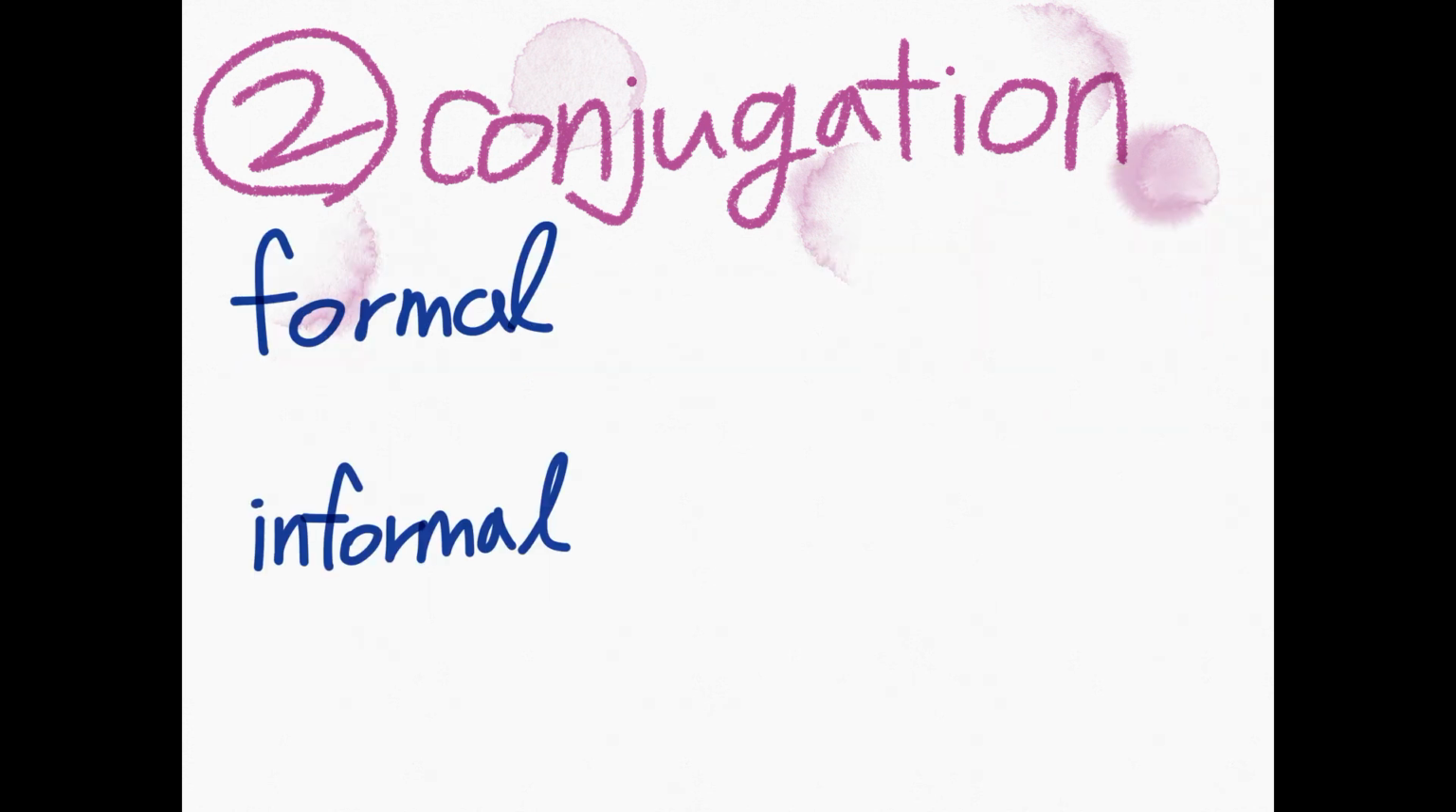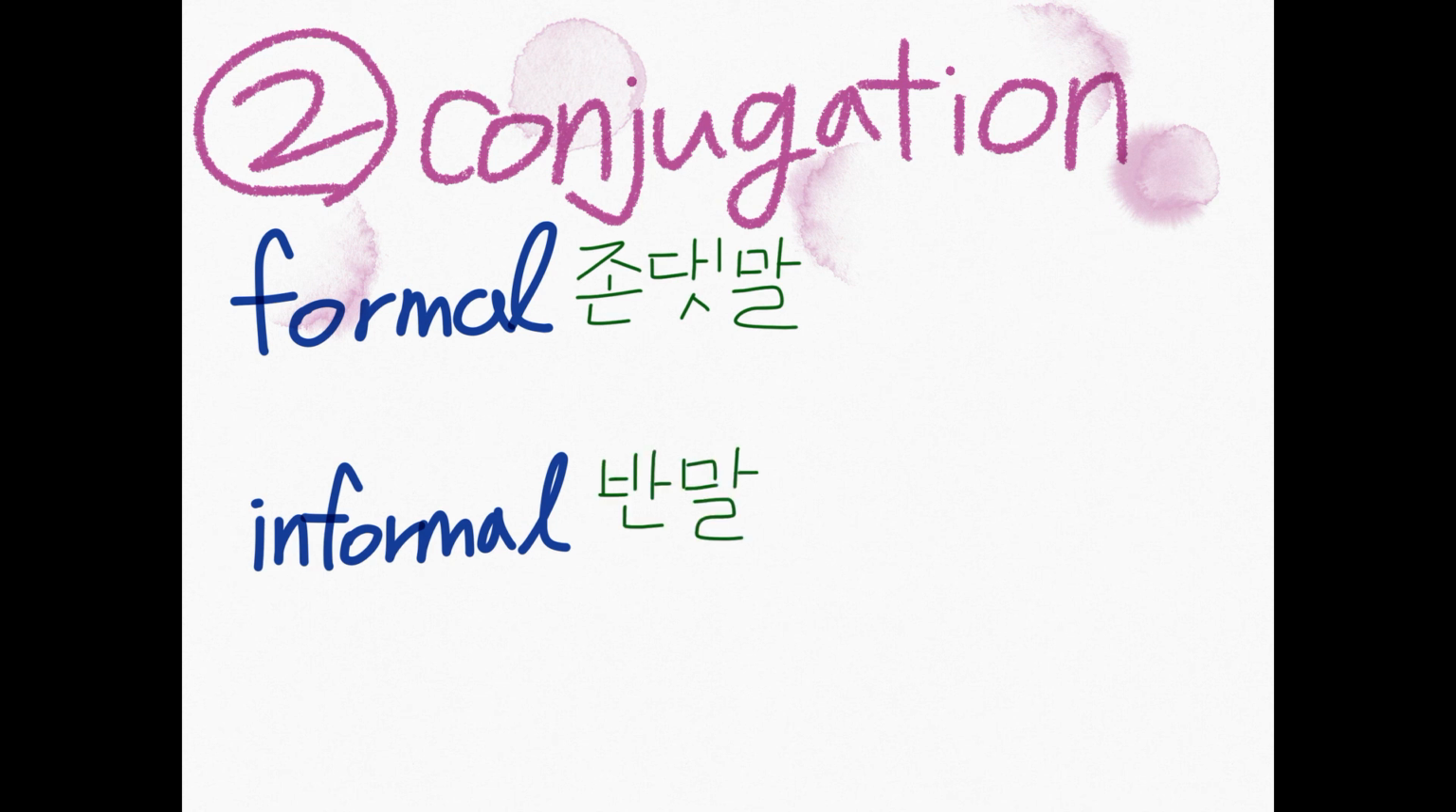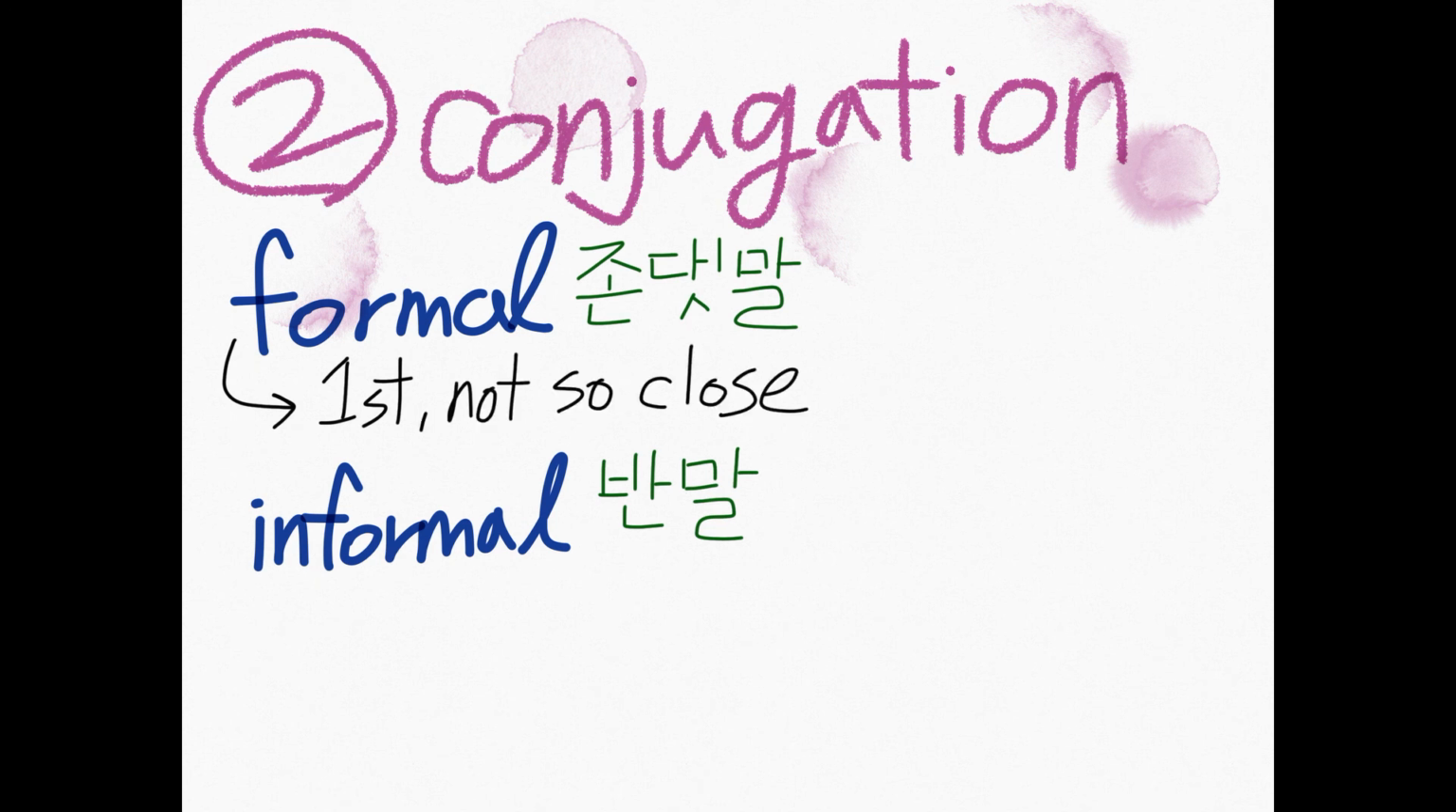Now, let me tell you something about formal and informal in Korean. Formal is 존댓말, informal is 반말. And let's see when you can use 존댓말. When you meet someone for the very first time, you use 존댓말. And to people you're not so close to, you also use 존댓말.